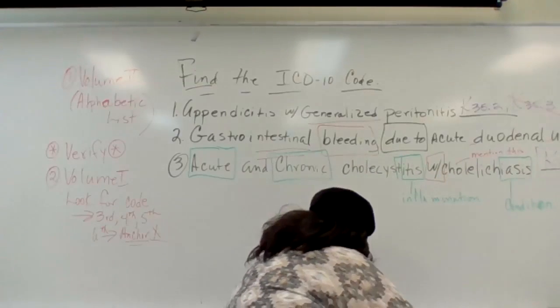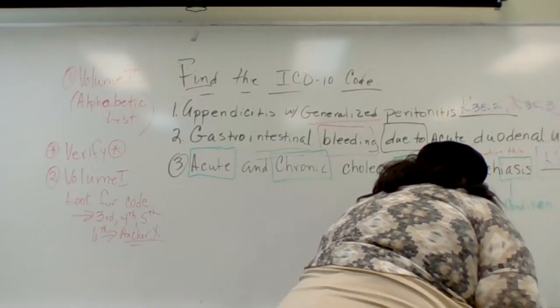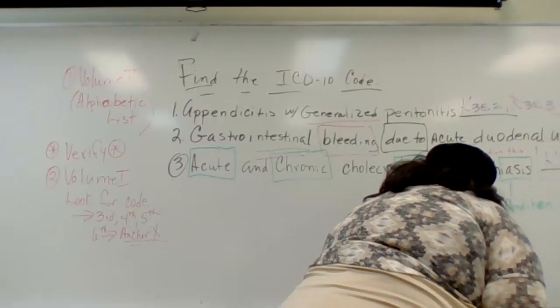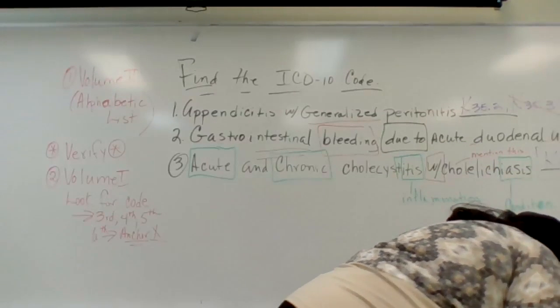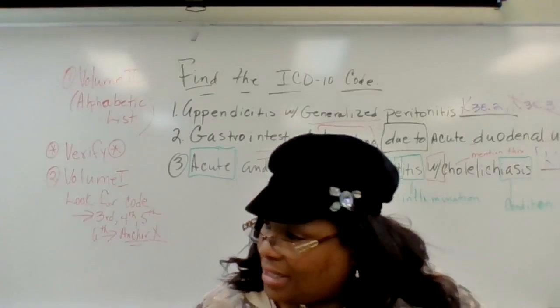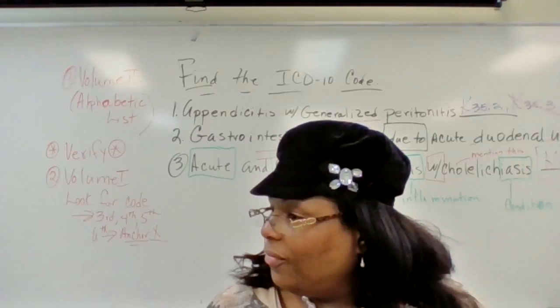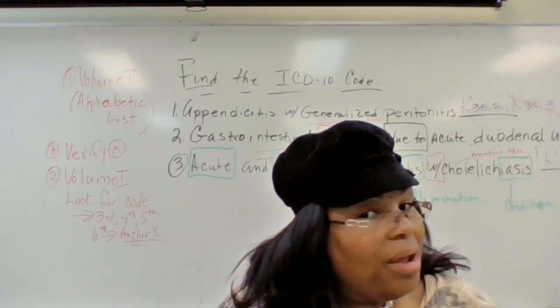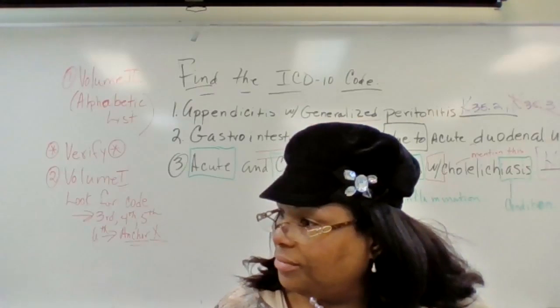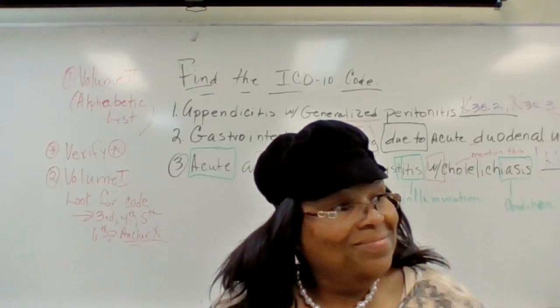Uh-oh. Should mention that. What do you find, Tosh? Acute and chronic. That's odd. That's why I thought it was two codes. Could be. Could be.